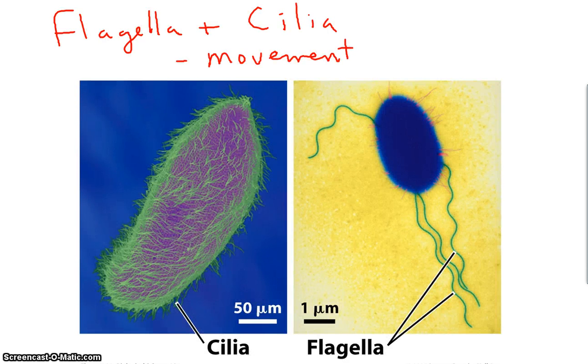Now, related to those, there's the movement of the cell. Some cells, like the one on the left here, will be coated with very small hair-like projections called cilia, and they all beat in unison to help it move. Whereas other cells will have one to several longer flagella that rotate like a whip and propel or pull the cells through the medium, water in many cases.